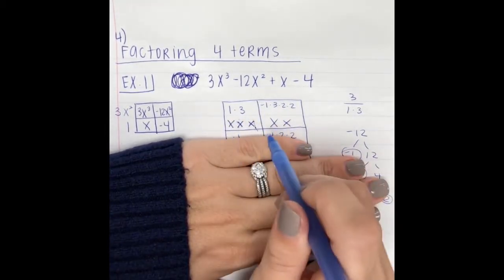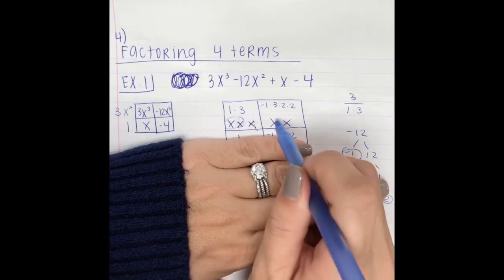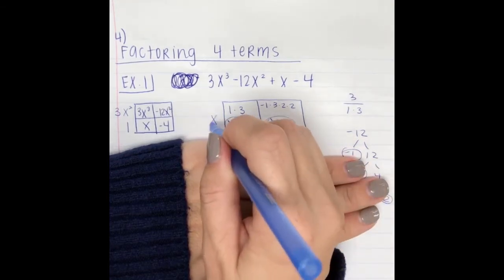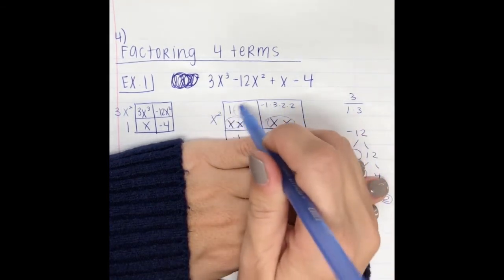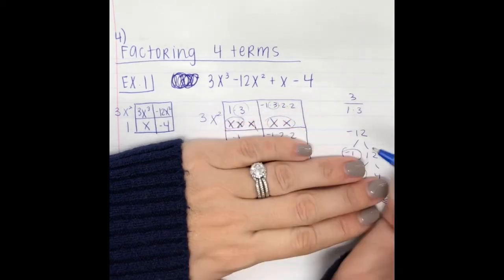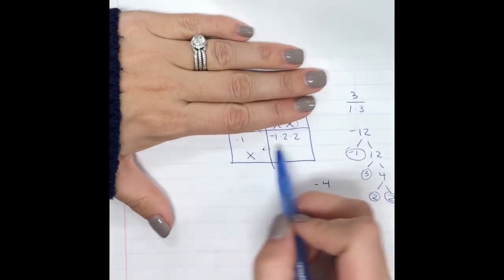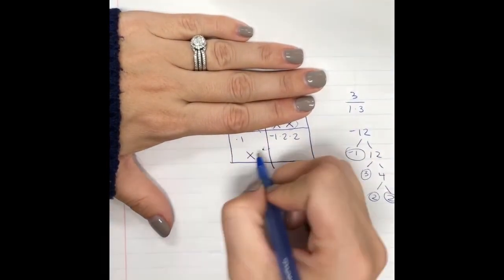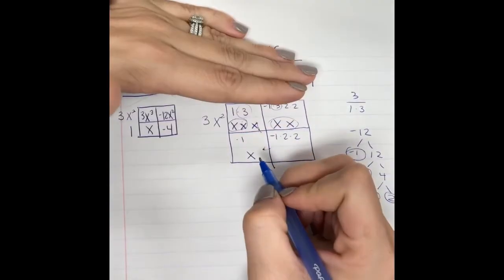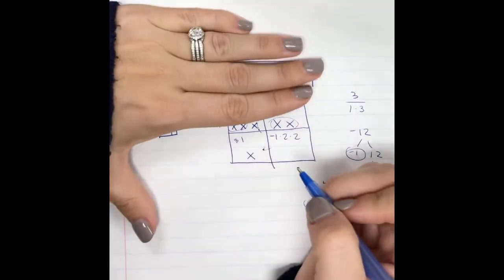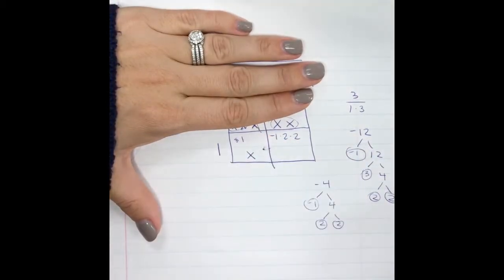You can see for this row, they both have 2 x's, so we take out an x squared. They also both have a 3, so we take out our 3, okay? Then on this row, the only thing they have in common is just a 1. They don't both have a -1. Looks like I put a negative there, but I didn't. They just both have a 1, okay?